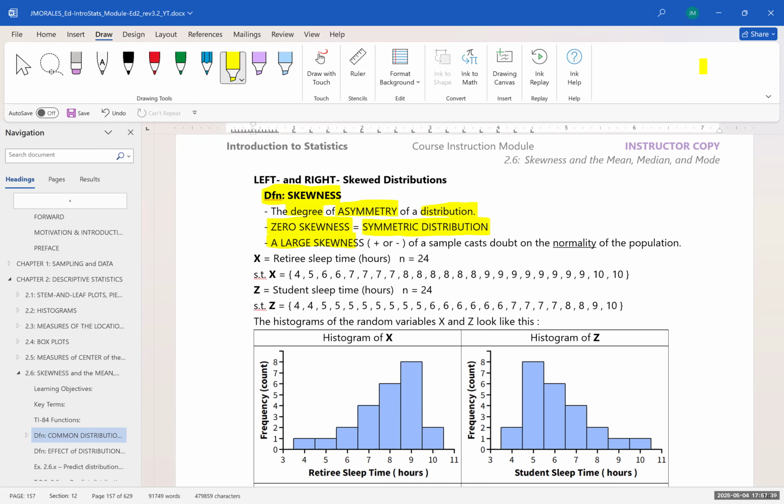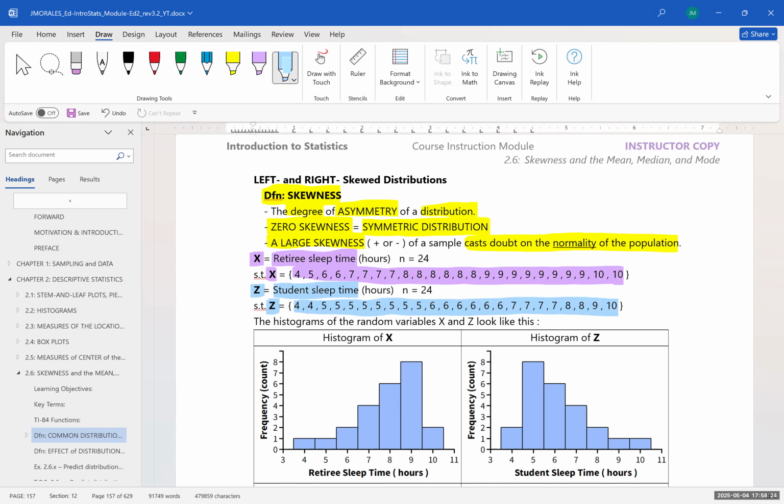A distribution with large skewness casts doubt on the normality of a population. So let's look at two examples here. We have random variable x, which stands for retiree sleep time. Here's the data of 24 retirees that were asked how many hours of sleep they get every night. And then we have random variable z, which stands for student sleep time. 24 students were asked how much sleep they get every night, and this is the data for those 24 students.